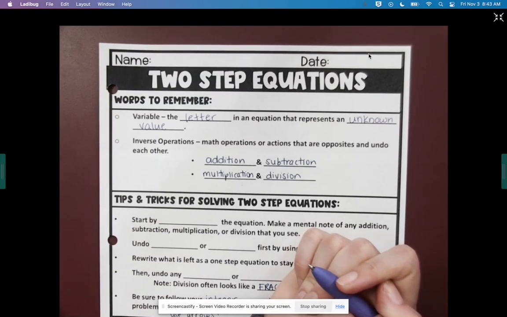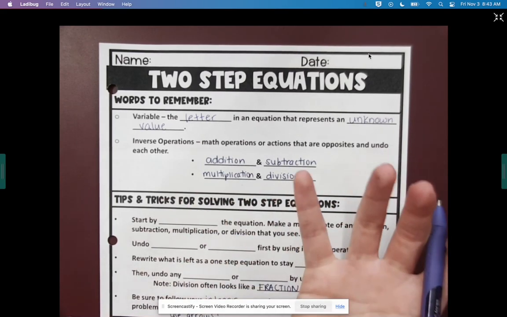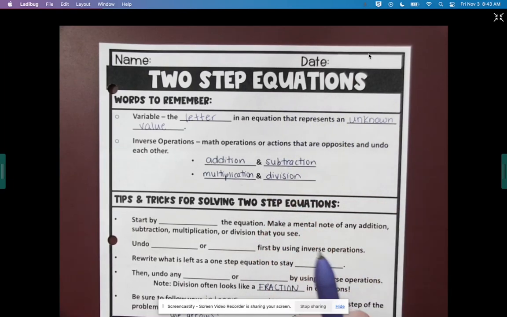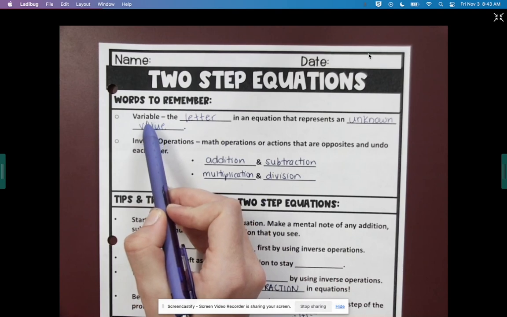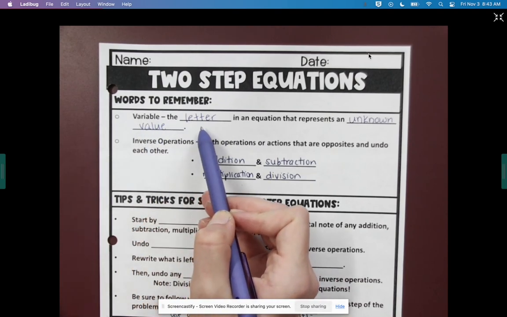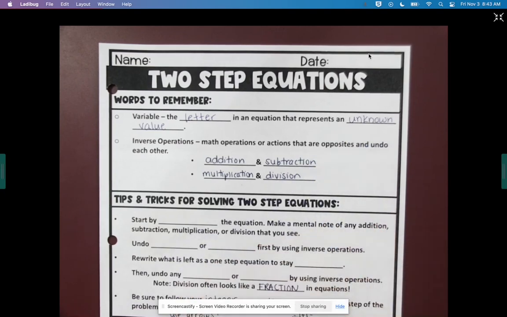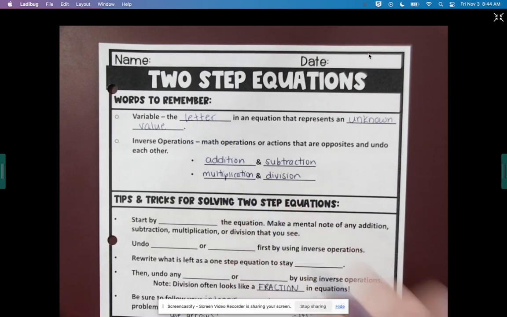Okay, so we are going to do a quick lesson on two-step equations today because we're starting Unit 2 on Monday, which is all about solving equations. A couple of things that you should remember. We talked about variable yesterday. A variable is the letter in the equation that represents some unknown value. So if it's a changing value, if it's something you need to solve for, we throw a letter in its place, kind of like a placeholder, to figure out what that value is.